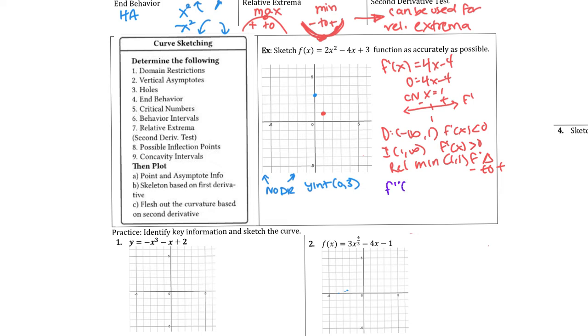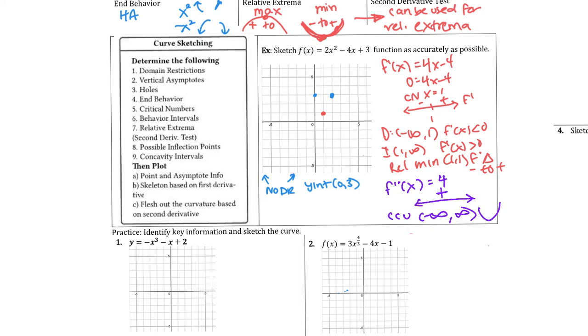Okay, so let's find our second derivative. If I take the derivative of 4x minus 4, it's actually just going to be 4. What that means is, since 4 is positive, our graph is concave up everywhere. There are no points of inflection and no place that it's changing concavity, which means that our entire graph is going to be cup-shaped. Since we know that this is a quadratic, and we know that this point, (1, 1), is our vertex, we actually know that the axis of symmetry goes through that, which means there will be another point in the exact same spot on the other side.